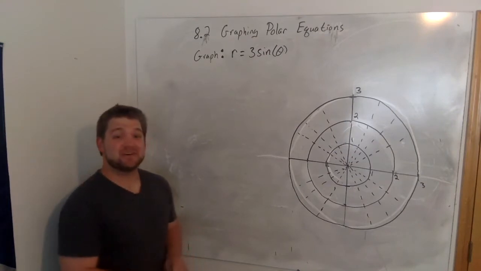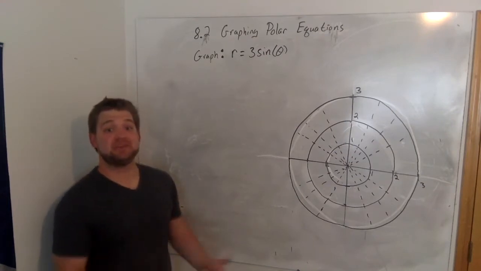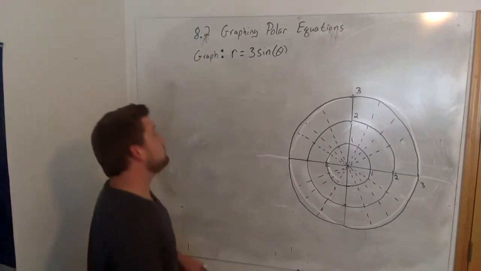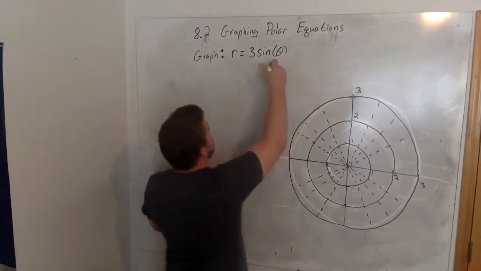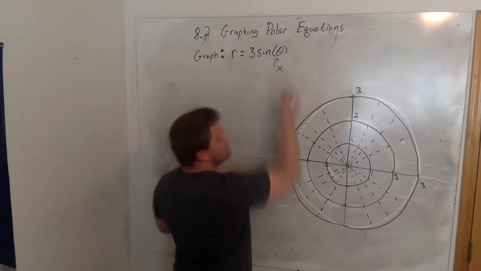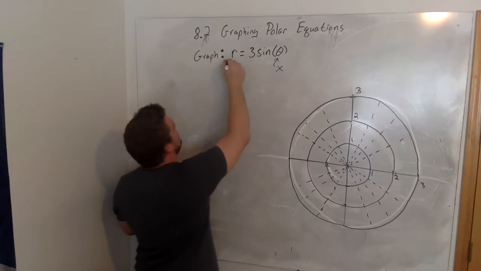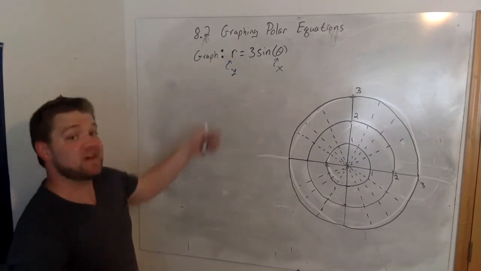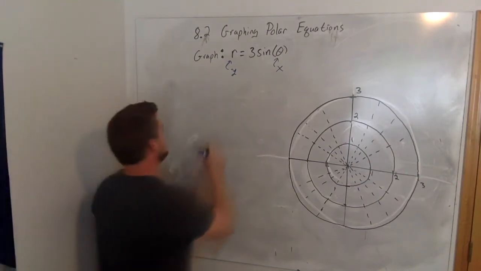What we're going to do here is instead of making a t-table, we're going to make a graphical t-table. And the way we're going to do that is we're going to think about theta kind of being like x if it's in rectangular coordinates. And we're going to think of our radius as kind of like our y in rectangular coordinates. And we're going to plot this as if it was in rectangular coordinates.